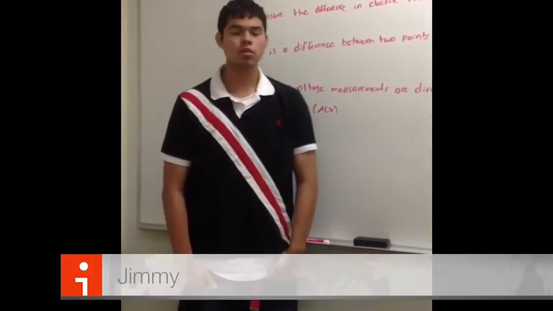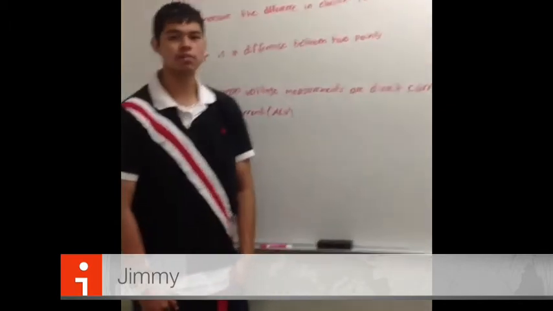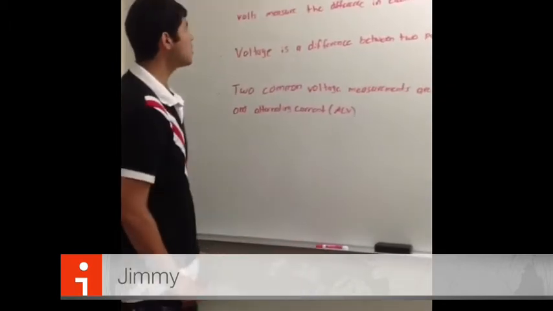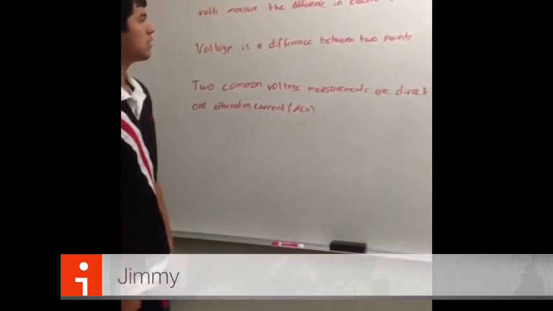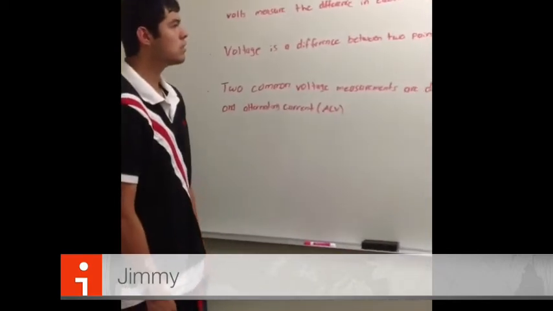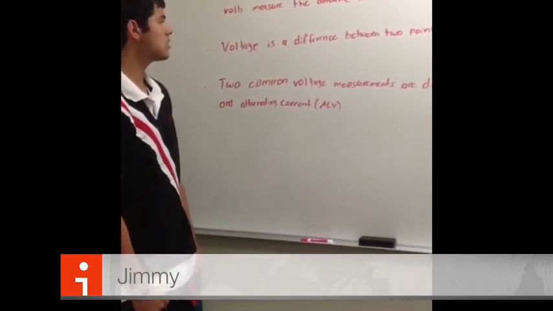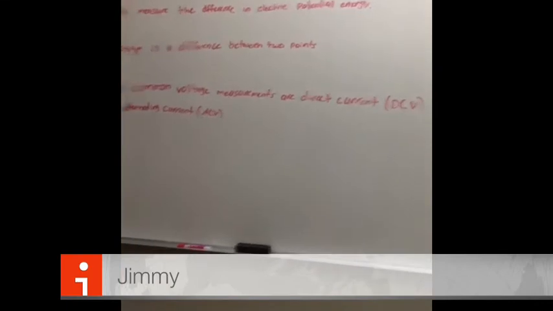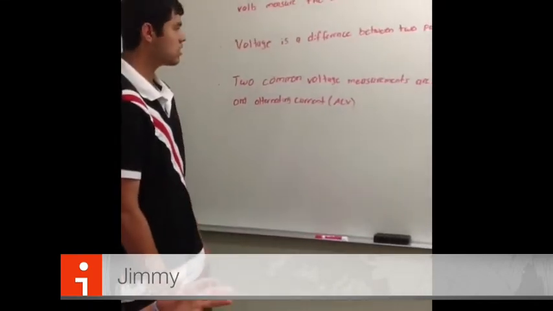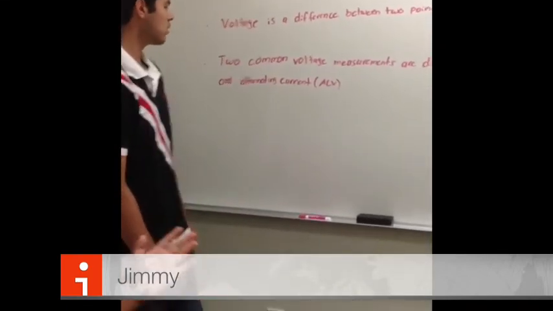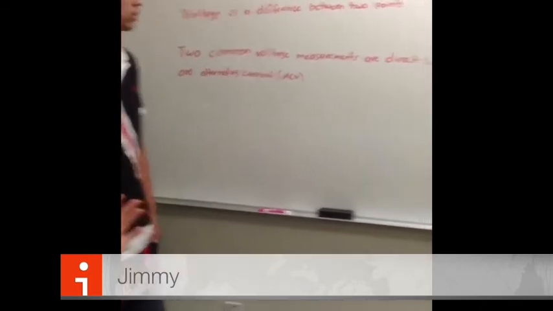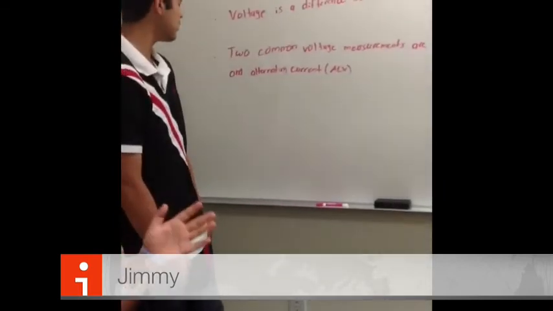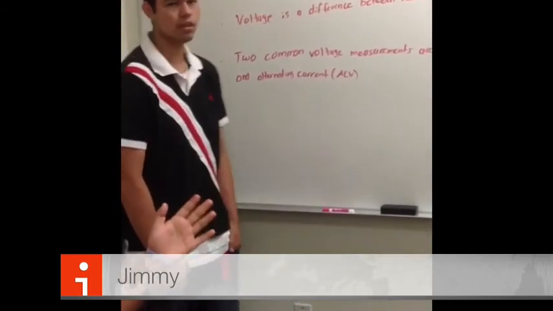And now, let's go back to Jimmy as he has more questions to answer. Another question we had was, what is voltage and how is it measured? Well, voltage is an electromotive force or potential difference expressed in volts that measures the difference in electric potential energy. Voltage is the difference between two points, and it also has two common voltage measurements, which are direct current (DCV) and alternating current, which is ACV.